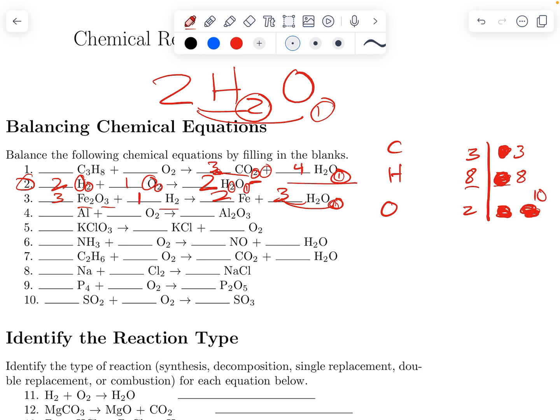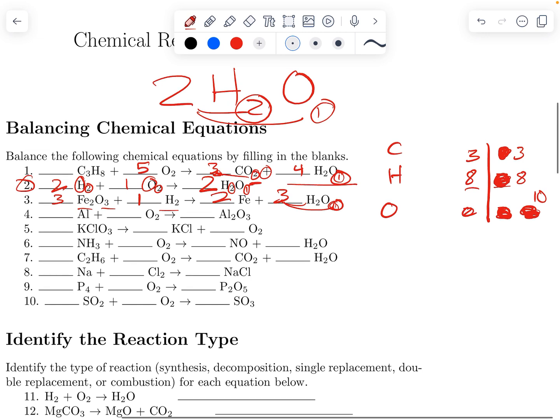Well, that's nice because it's an even number. So we could just put a 5 here. That gives us 10 oxygen. We're balanced. All right. So hopefully you guys find this helpful.